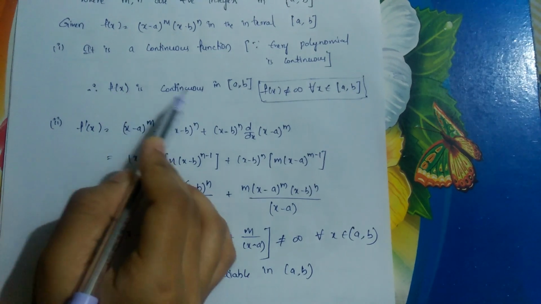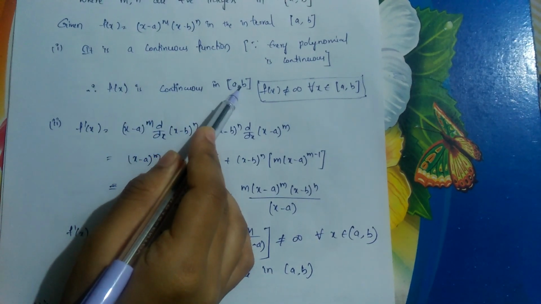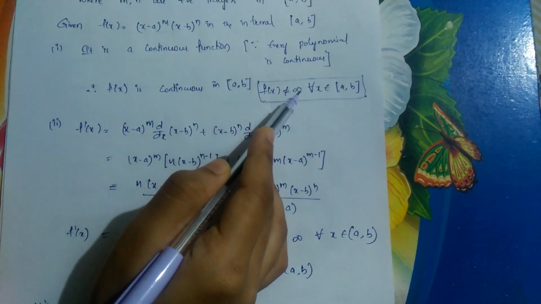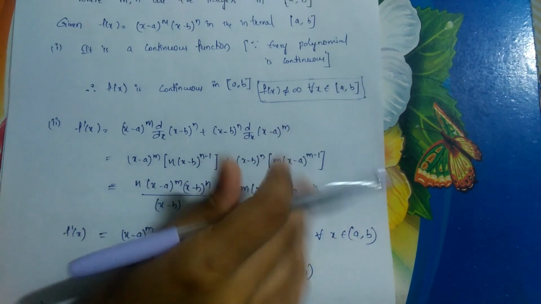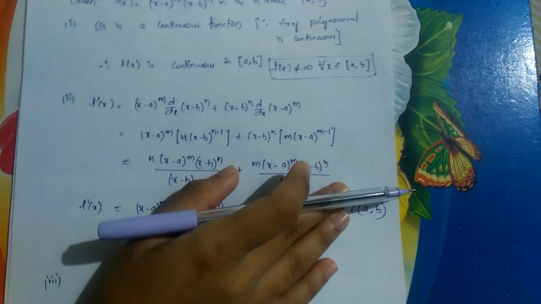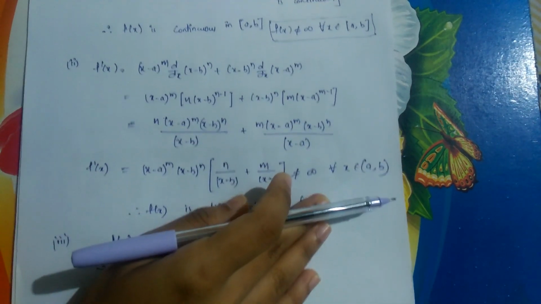Therefore, the function f of x is continuous in the closed interval a comma b, and it's not going to be infinite for all the values of x which belong to the interval a comma b. And we need to check whether it's differentiable or not.